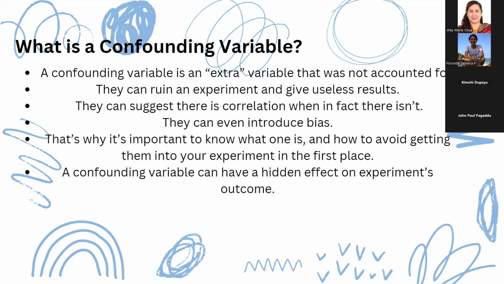So yung confounding variable natin is an extra variable that was not accounted for. So they can ruin an experiment and give useless result. So they can suggest there is a correlation when in fact there isn't. They can even introduce bias. So that's why it is important to know what one is and how to avoid getting them into our experiment in the first place. So a confounding variable can have a hidden effect on experiment outcome.